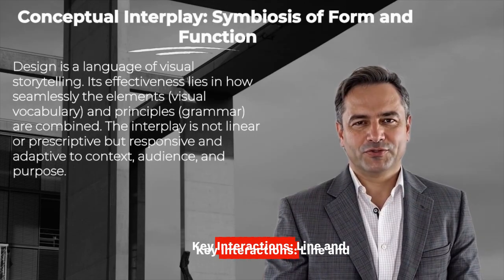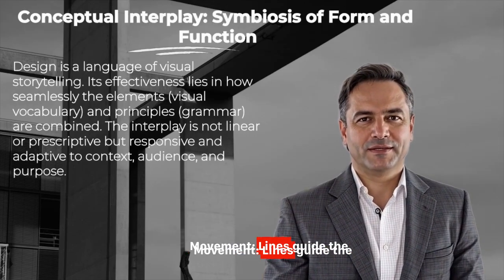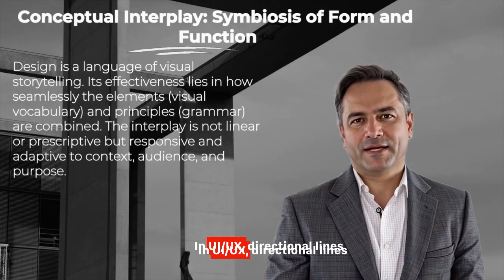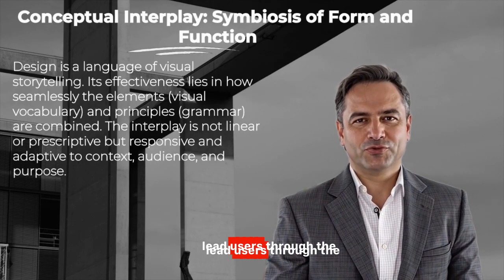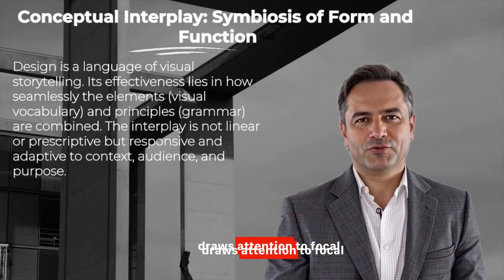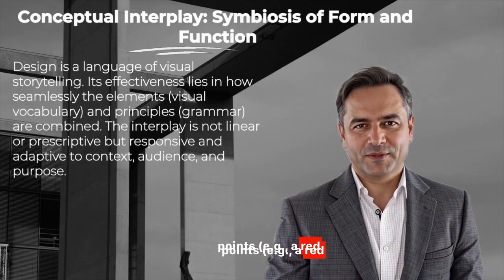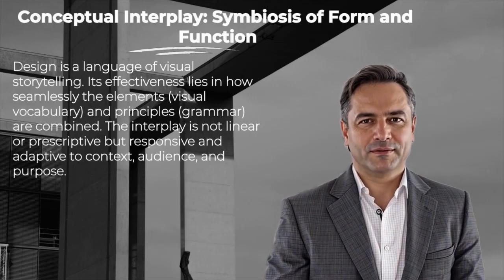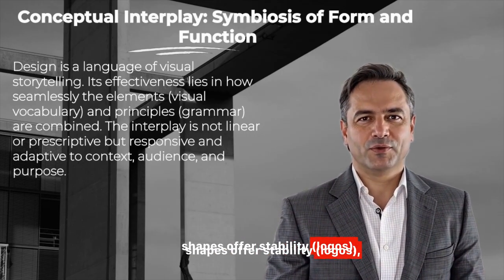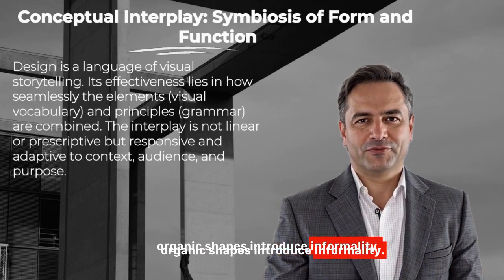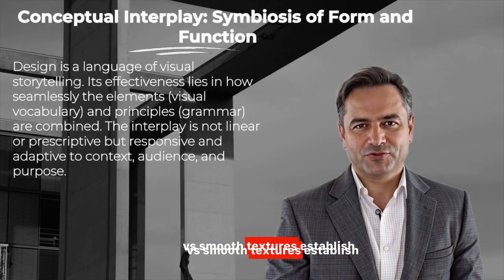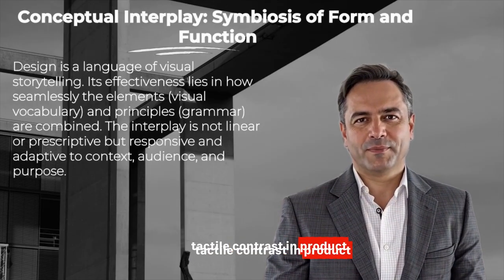Key interactions. Line and movement. Lines guide the eye and create rhythm. In UI/UX, directional lines lead users through the interface. Color and emphasis. Color draws attention to focal points, e.g., a red "Buy Now" button. Shape and balance. Geometric shapes offer stability, as in logos. Organic shapes introduce informality. Texture and contrast. Rough versus smooth textures establish tactile contrast in product packaging.